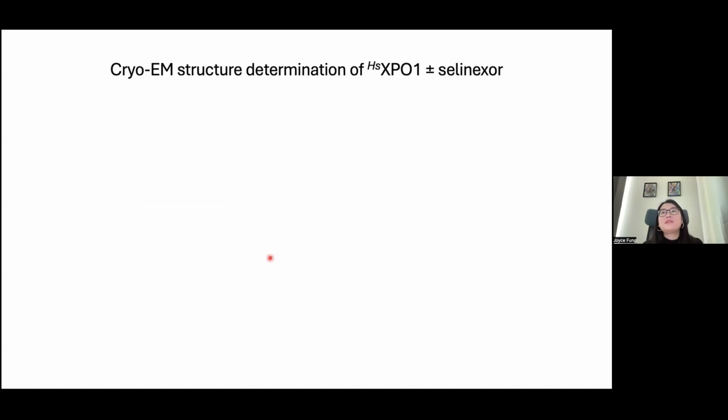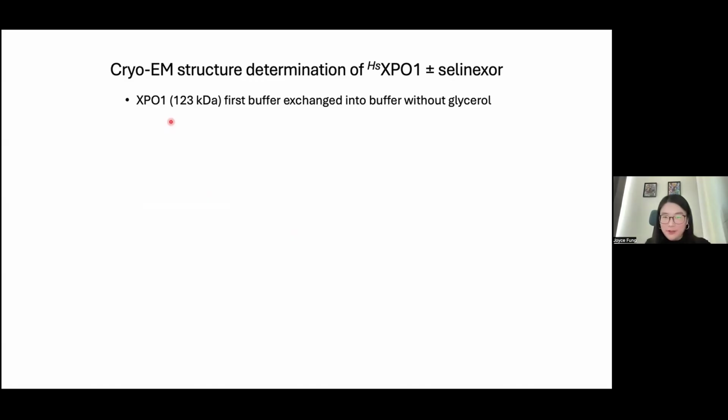So when we first did this, we were actually initially worried that it may be a little bit small. So the first thing that we did was just to try Expo1 itself with or without selinexor to see if it would work. So Expo1 is only 120 kilodalton. I mean, now with all the technology improvement, that is not small at all. But at the time when I was doing this, we were worried. But what I did was I buffer exchanged it into buffer without glycerol. It's previously frozen in glycerol.